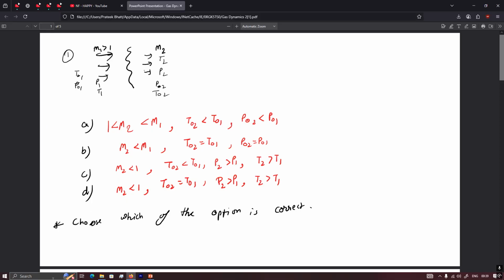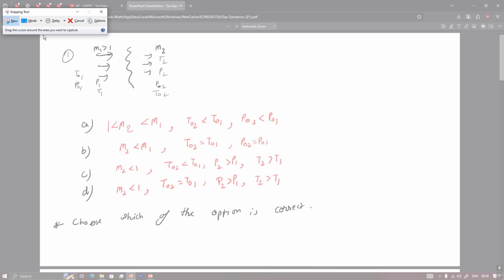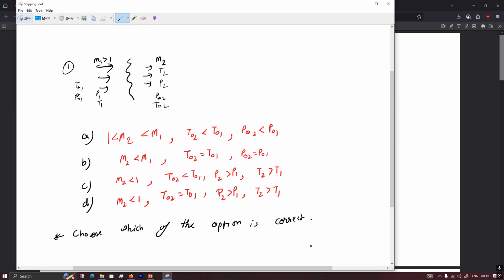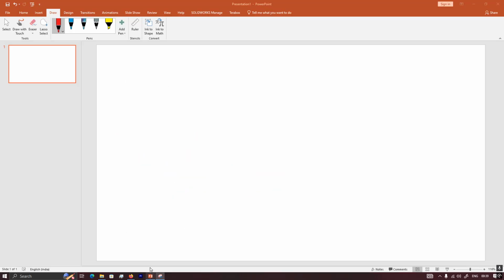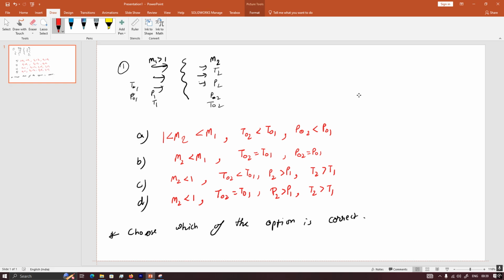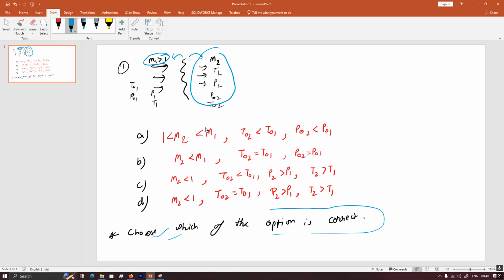So first, let me use the snipping tool, snip the question, and copy and paste it here. Yeah, so here we can see this question. It is given that Mach is greater than 1 upstream of this normal shock wave, and downstream we have some properties given here. The question asks which one of the options is correct.